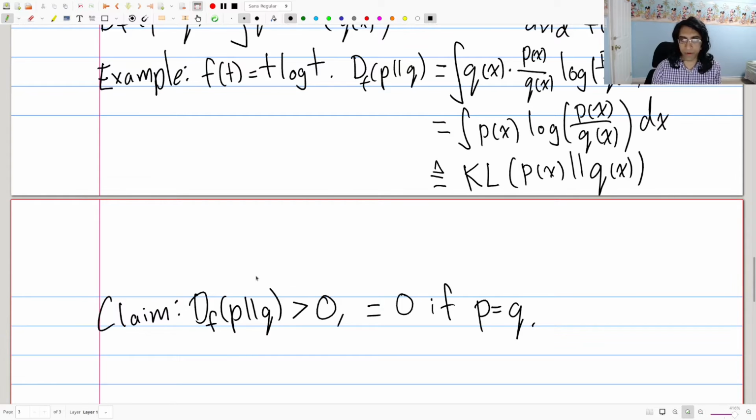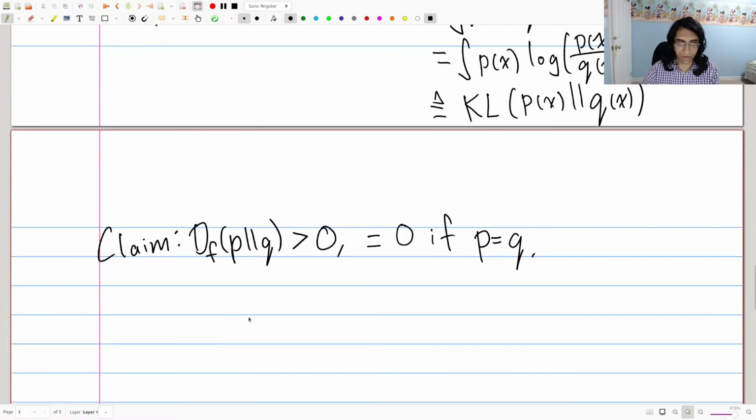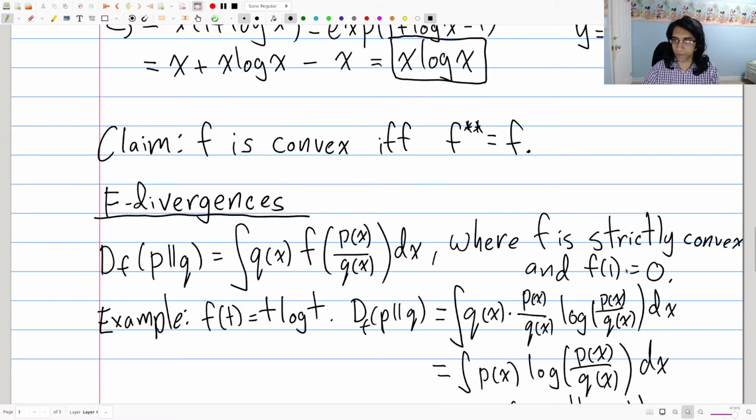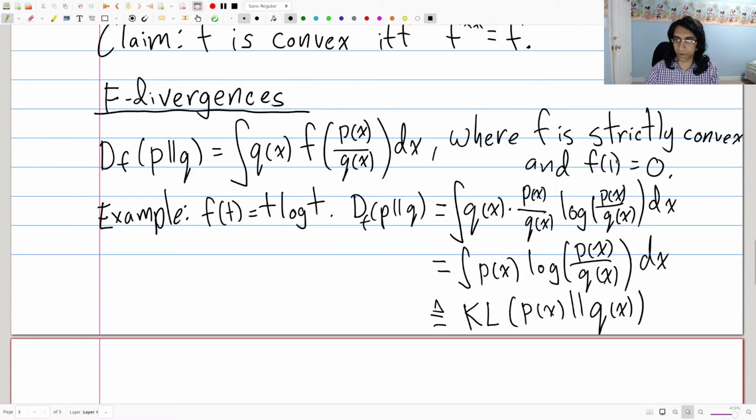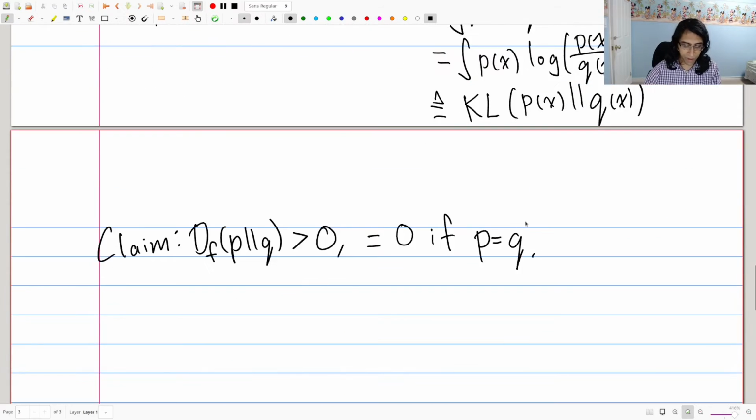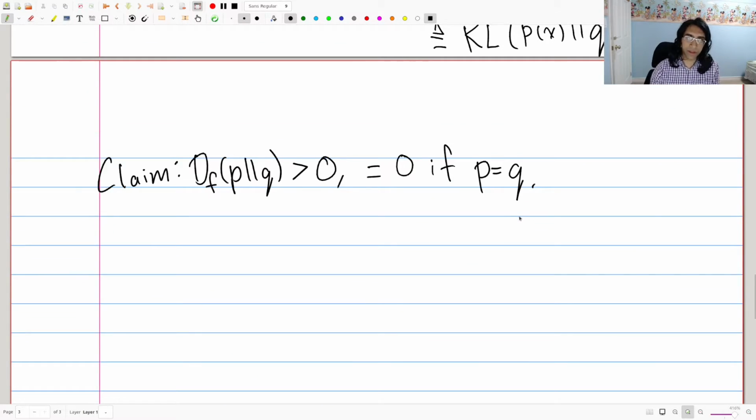And this is for general f-divergences, not with respect to this specific f, but just for a general f divergence which satisfies the requirements: we need f to be strictly convex and equal to 0 when you plug in 1. And so this is the following. The way we'll prove this is very simple. I just want to get you comfortable with this.